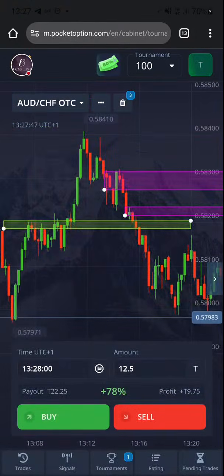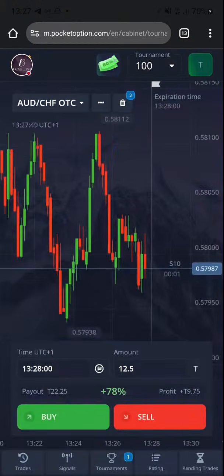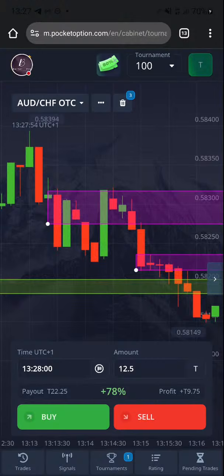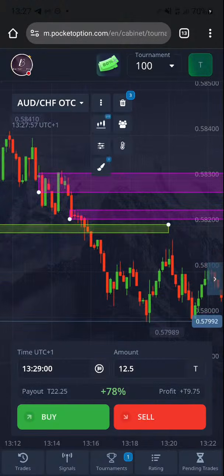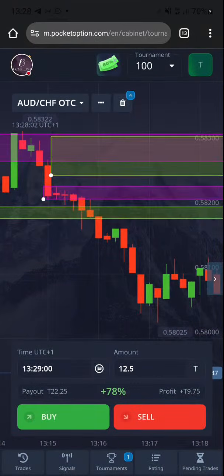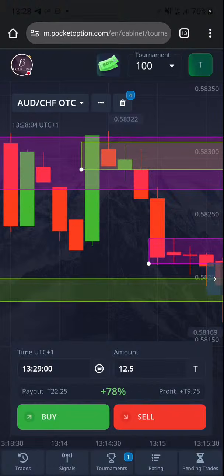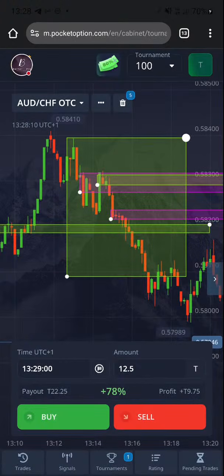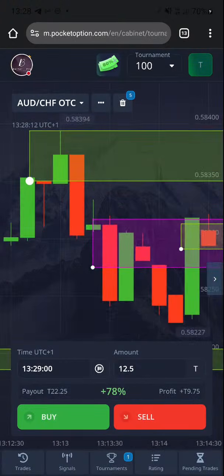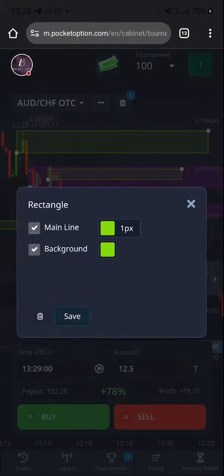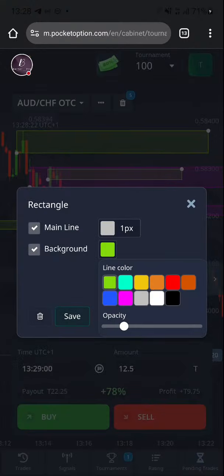Let's just check S10 for good measure. Okay, we found one here and we found one up here. I'm going to mark everything. This is it. So we're marking all the entries, and the reason why we're marking all the entries, I will explain later.